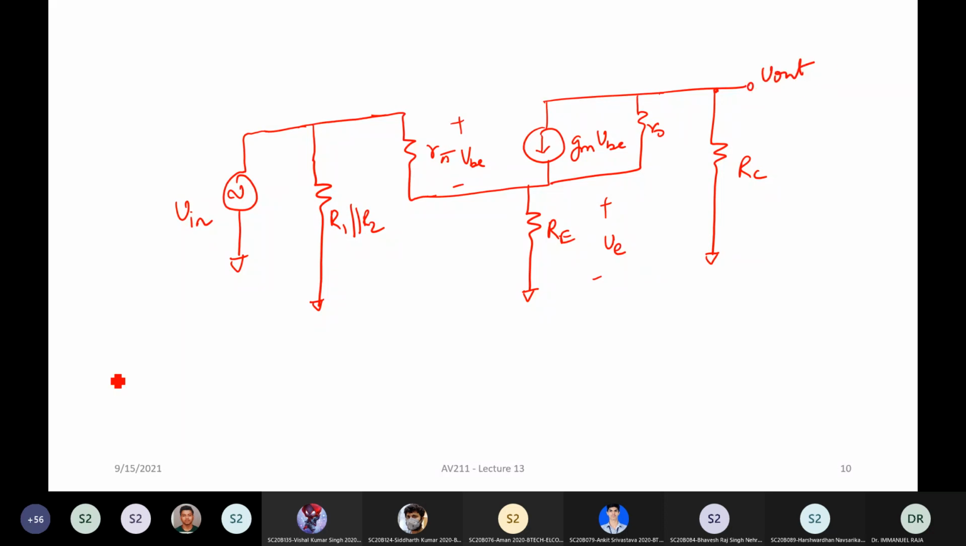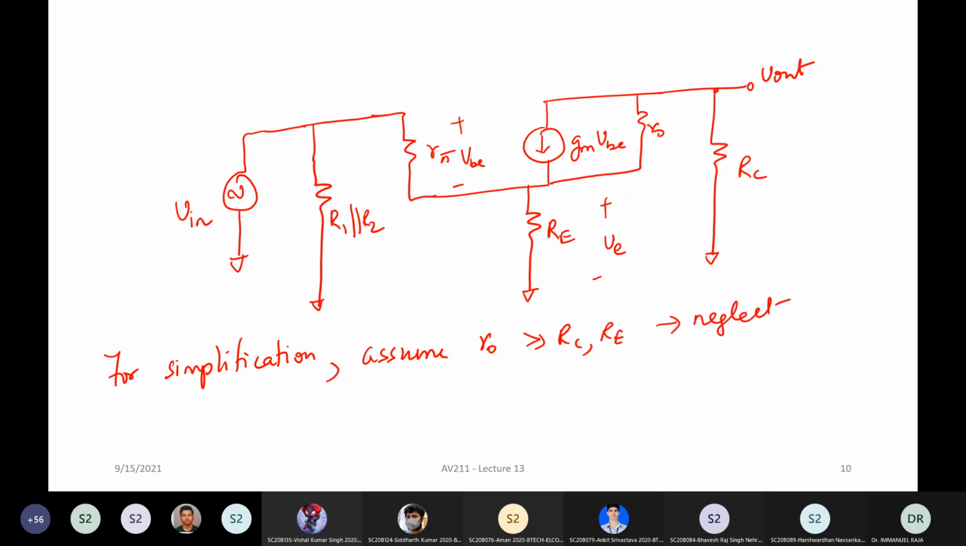Now what is your V out? The RC is directly there. You can assume R0 is much higher. To simplify things, assume R0 is much greater than RC, RE, etc. and therefore neglect it. So if you neglect R0, V out is basically going to be the current GM VBE drawn through this RC, with a negative sign. This is your output. Let's hold on to it.